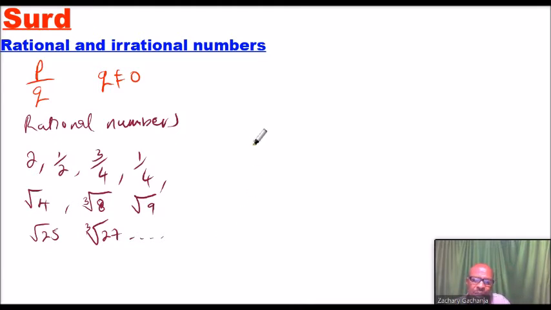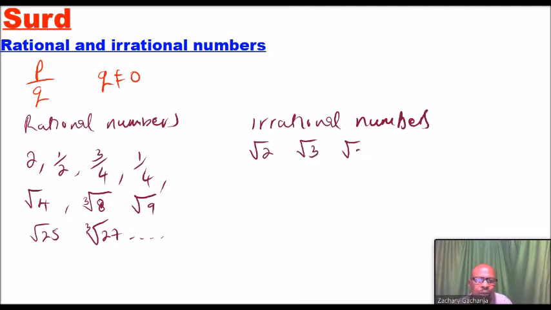Then irrational numbers are those numbers which we cannot write in the form of P over Q. And these irrational numbers are like the square root of 2, the square root of 3, the square root of 5, the square root of 10, the square root of 11, the cube root of 16, the cube root of 25. Such numbers, we can go on.